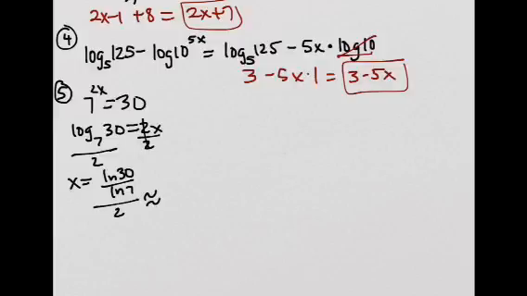So for number 5, we change it to log form. Log base 7 of 30 is 2x divided by 2. And then because our calculators do not have a base 7, we have to change the base. Now I chose natural log. You could have put log and log here, but this is fine too. Put this into a calculator and you get approximately 0.874.